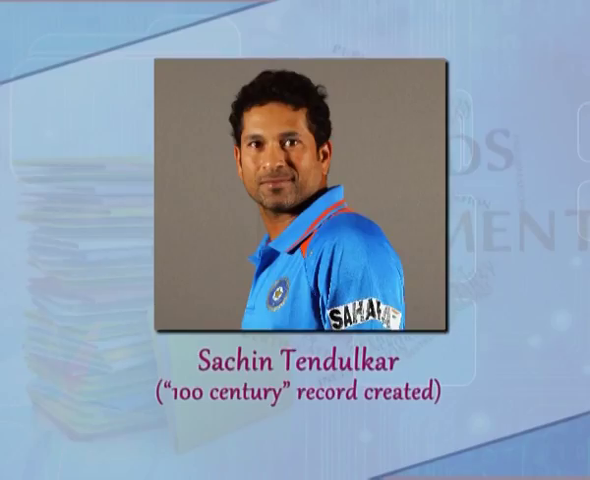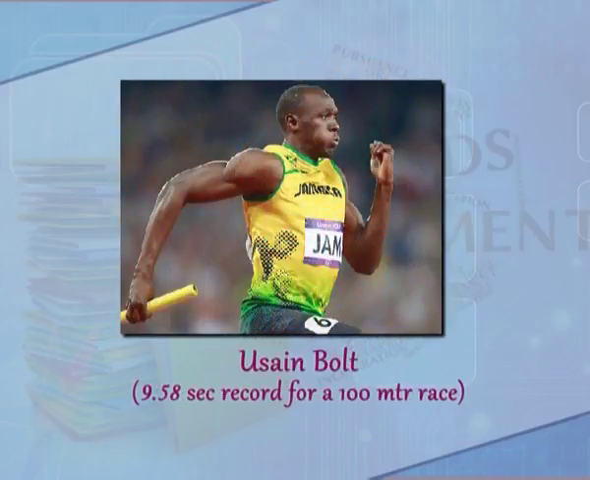For example, the 100th century record created by Sachin Tendulkar is a benchmark for a lot of youngsters pursuing the game of cricket, or the 9.58 second record for a 100-meter race set by Usain Bolt is something that every sprinter looks up to. Obviously, a compilation of different types of records definitely helps in understanding the player in a much better way. All of this is nothing but the records which are used by statisticians around the world for different sorts of analysis.